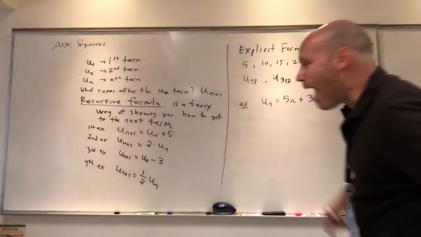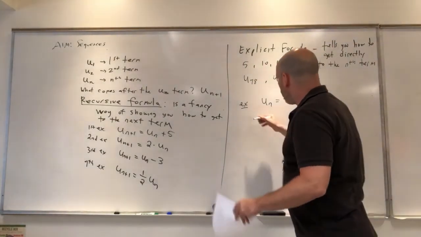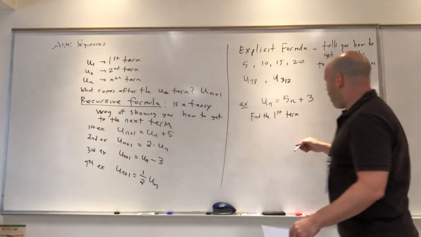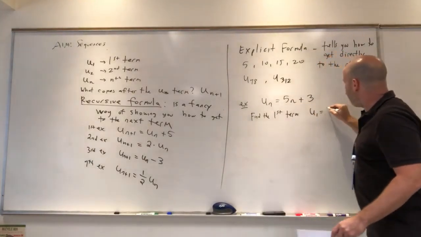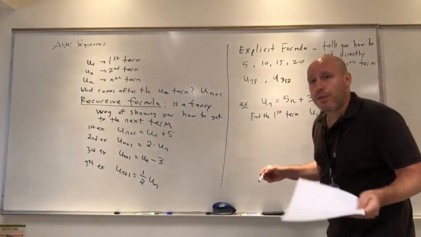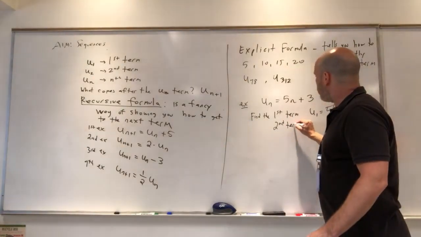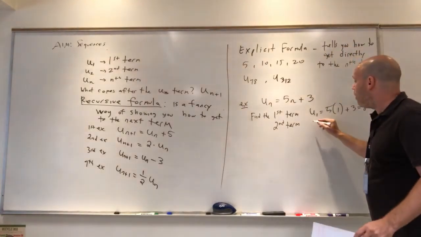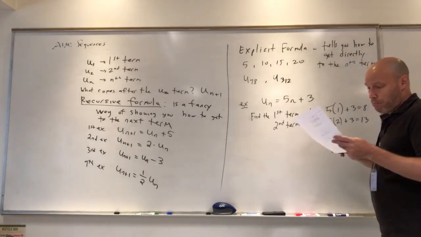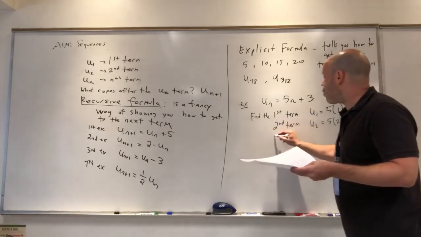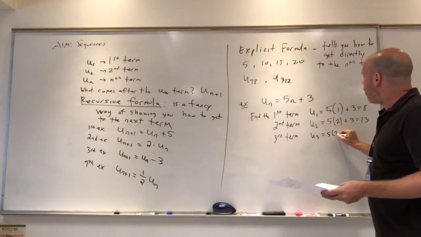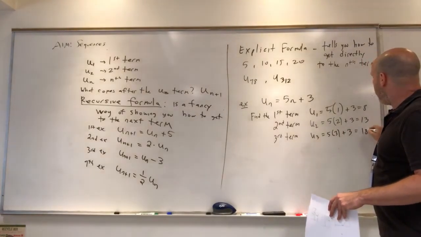So now I can say to you, find the first term. And you'd say, okay, no big deal. U of 1 is equal to 5 times 1 plus 3, or 8. I could ask you for the second term. And you say, once again, no big deal. The second term is 5 times 2 plus 3, which is 13. I could ask for the third term. You say, hey, Mr. Adler, no big deal. 5 times 3 plus 3 is 18.